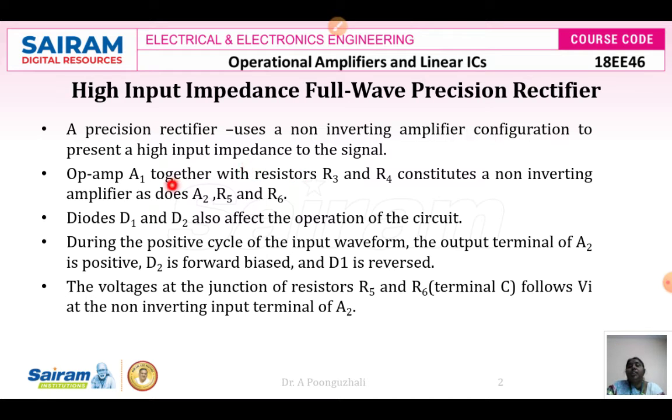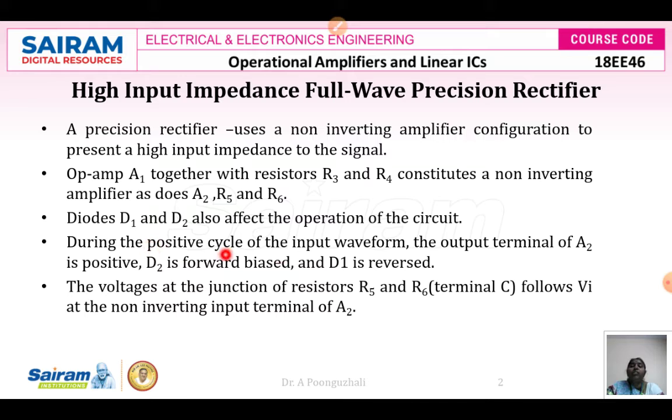So your operational amplifier A1 together with the resistors R3 and R4 is going to constitute a non-inverting amplifier. And one more amplifier we are going to use, that is your op-amp A2 with R5 and R6, which is also going to be used as a non-inverting amplifier. Your diodes D1 and D2 are going to affect the operation of the circuit.